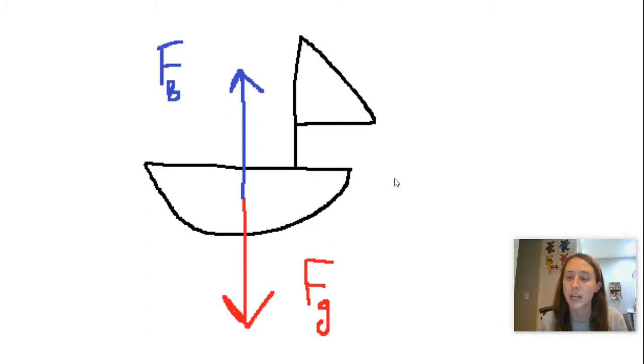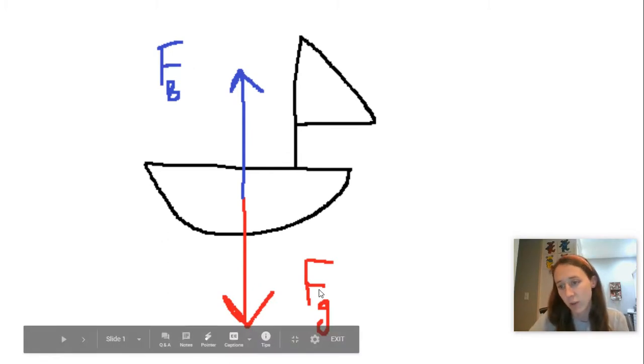If you remember, the name of that force is the buoyancy force. If this object is at rest, that means it is not accelerating, which means the forces in the y direction are balanced. Therefore, the buoyant force must equal the force of gravity.